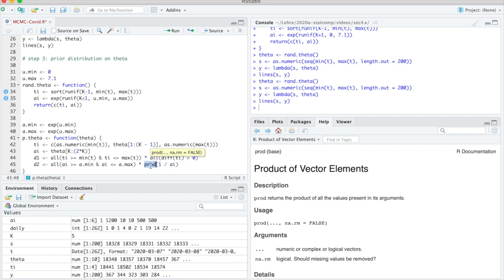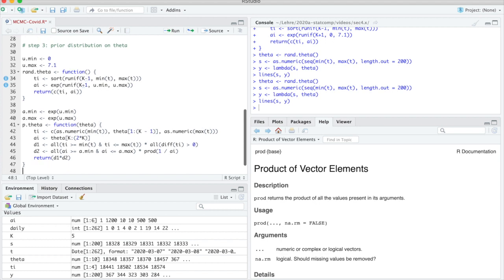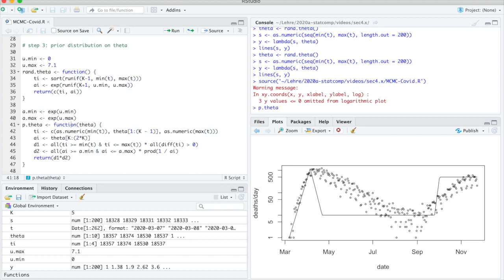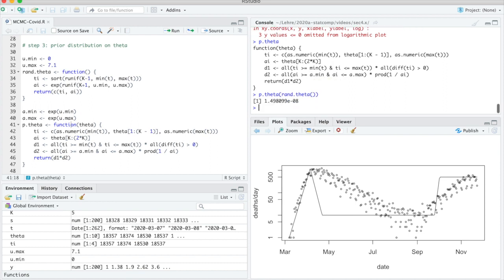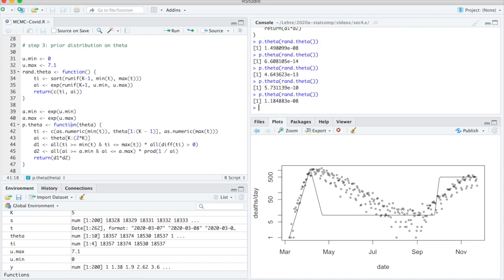So the product needs to be here because I'm doing the joint density of several of them and they're independent. So I multiply the individual densities, and the individual densities all have 1 over x in. And if I plug in ai, I have 1 over ai. So I think that may be right. And then I just need to multiply them because the t and the a are also independent. So I can do d1 times d2. We will need to try that out carefully, but just see whether p theta is a function. And let's evaluate that with a random theta just to see whether it works at all. Gives very small values, but that may be okay. Good. So that is the next step.